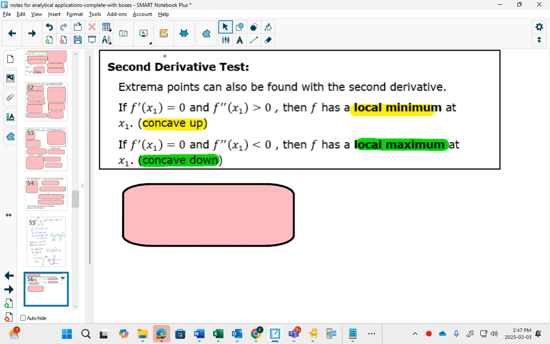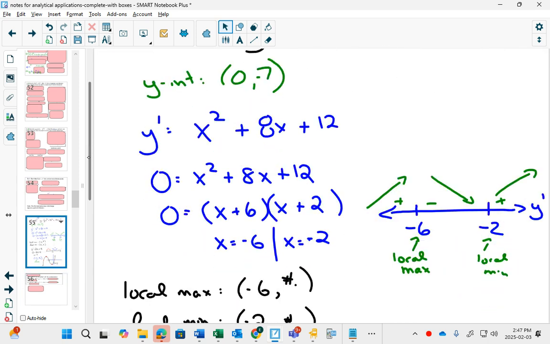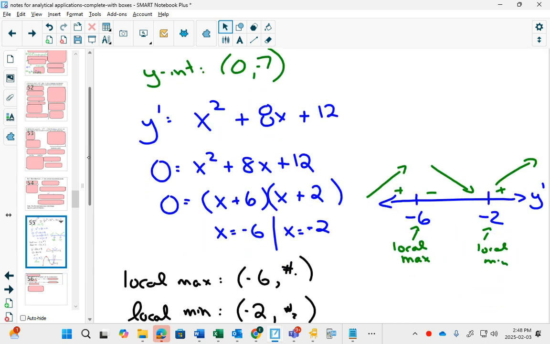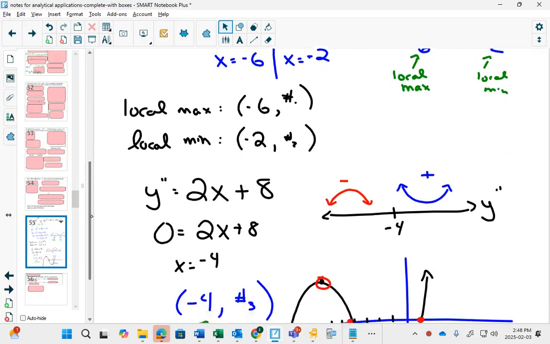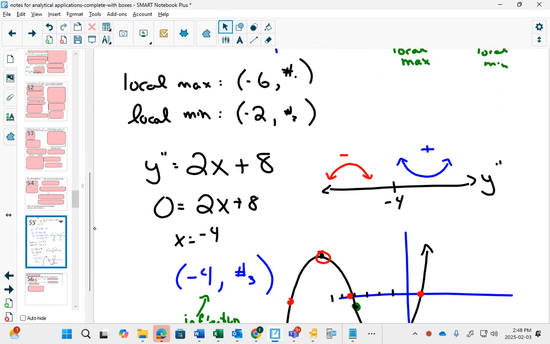I don't know why you would stop, right? It was like you found the critical points, but never did this number line with the first derivative test. You decided not to find out where it's increasing and decreasing, but you wanted to do your second derivative right away and find out where things were concave up and concave down.